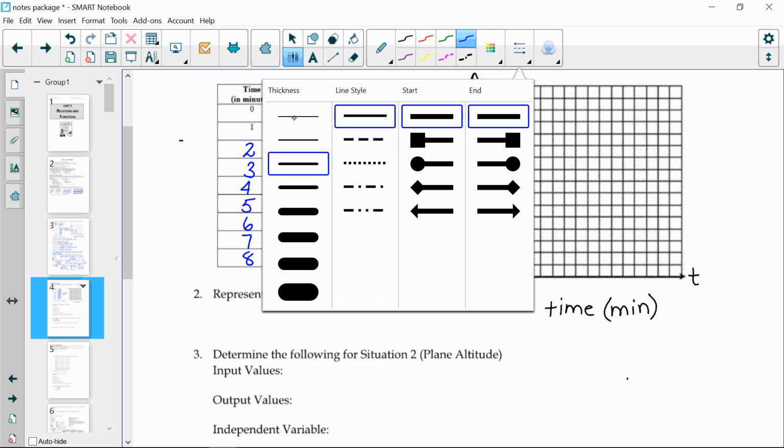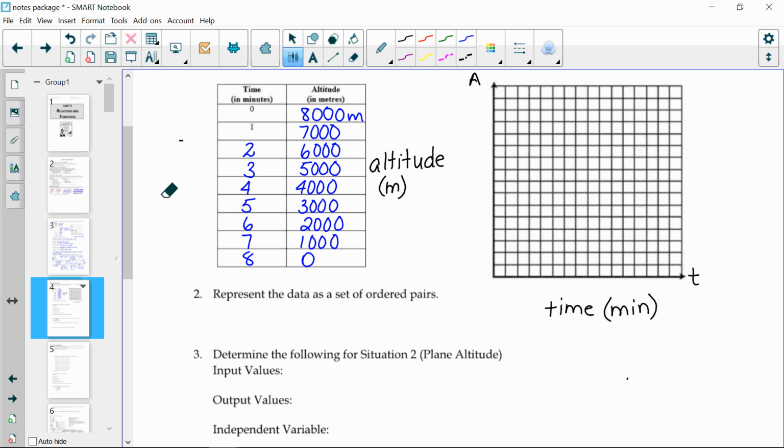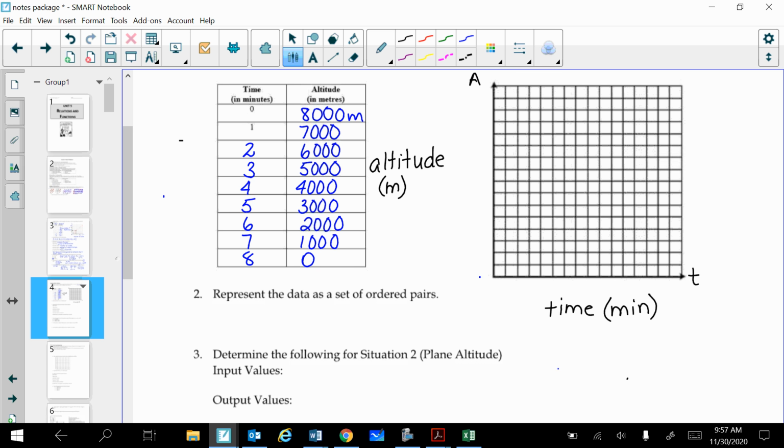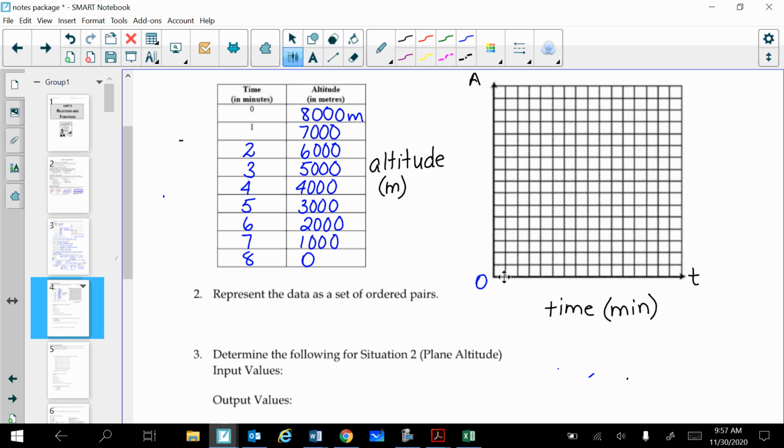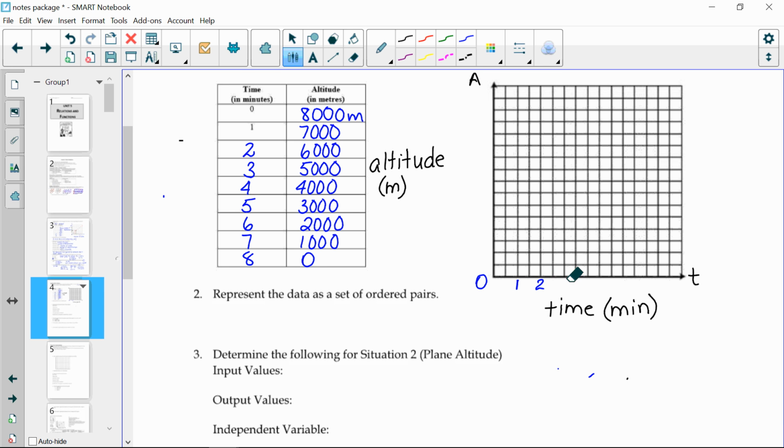The next thing that I am going to do is set up a scale. So for my horizontal axis, where time is, we always start at 0. And I'm going to skip every second block, so I'm going to say this is 1, 2, 3, 4, 5, 6, 7, and 8, because I want this to be legible.